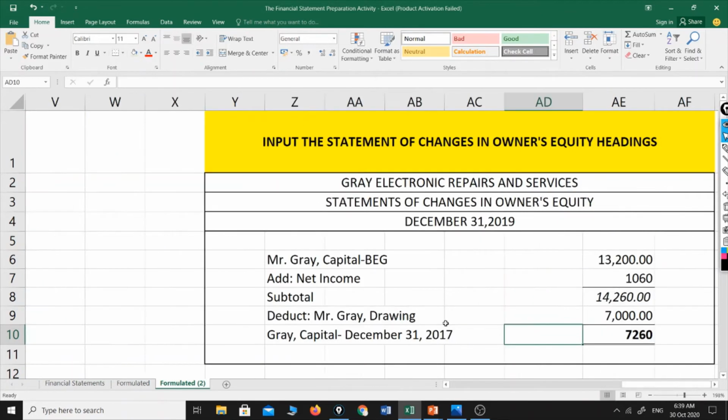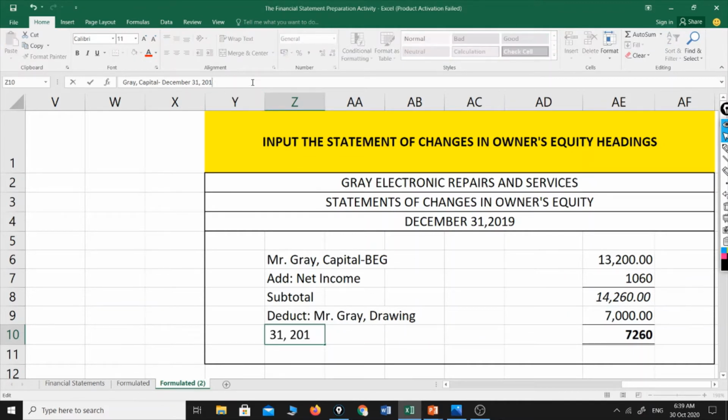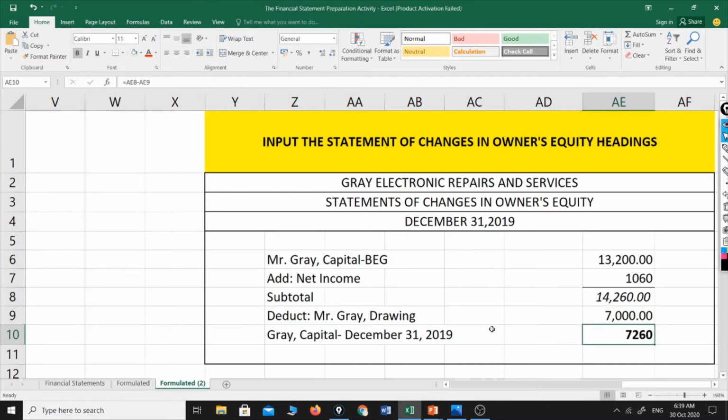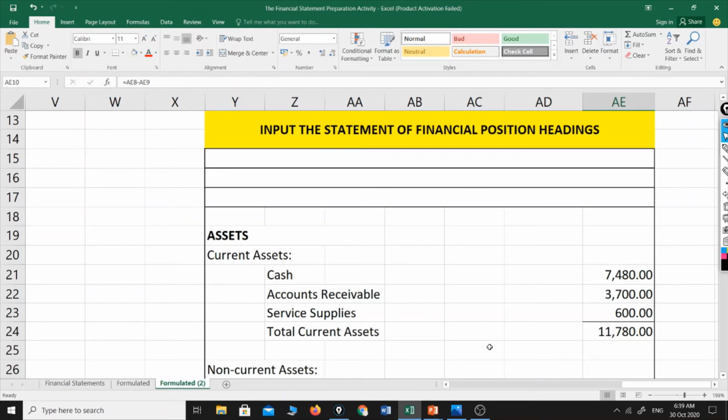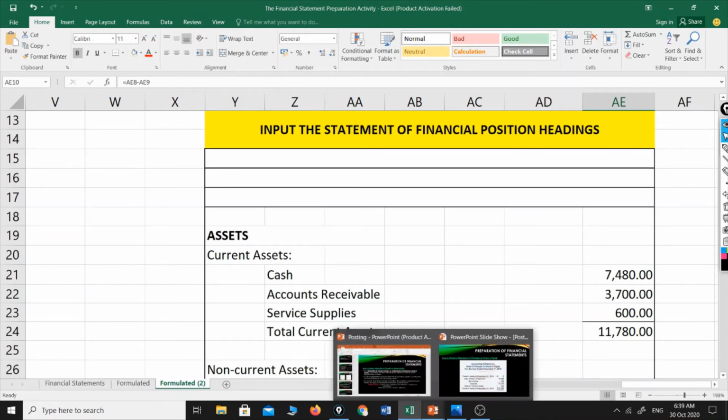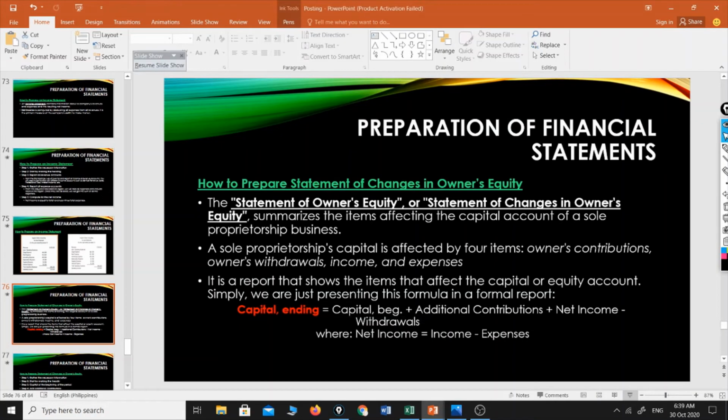So meaning at the end of the accounting period, on December 31, 2019, the updated balance of Gray's capital is worth 7,260. Okay, so that's how we prepare the statement of changes in owner's equity.